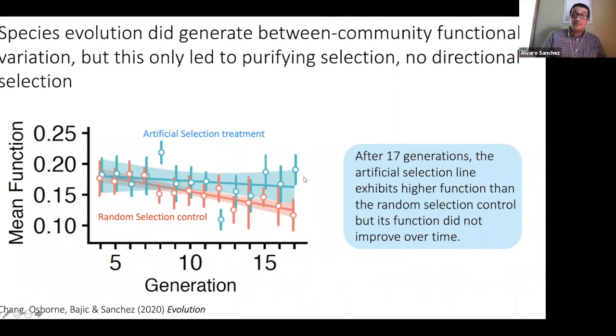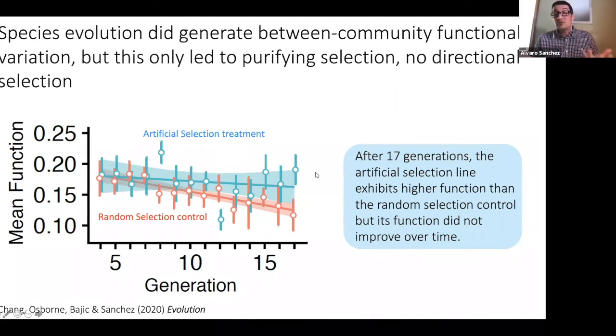Now, if you compare these two lines, you will see that the experiment has been successful, right? In that the average amount of activity here is better than here. But as other experiments have seen too, we didn't really see an improvement, right? We are seeing about the same activity after 16 transfers as we had originally, even if by doing artificial selection, we did better than the control.